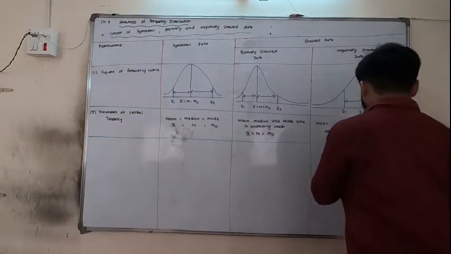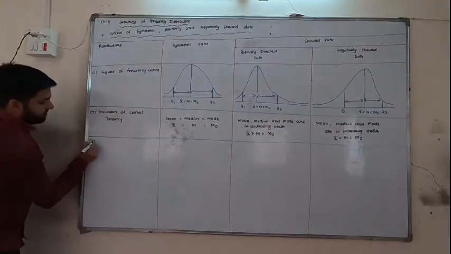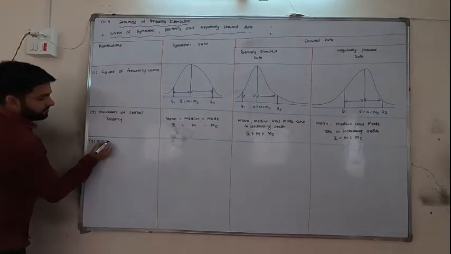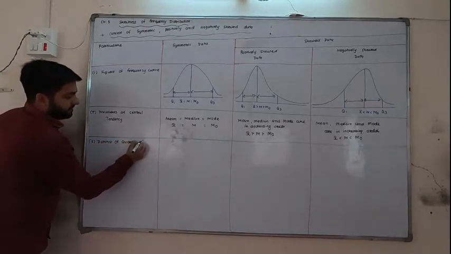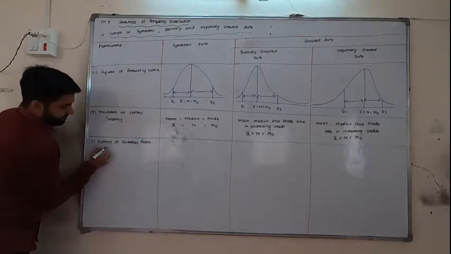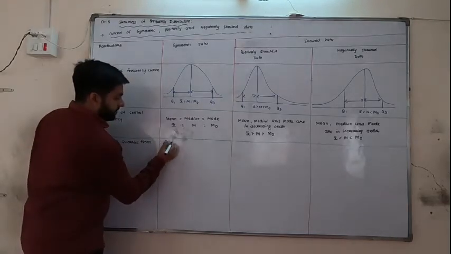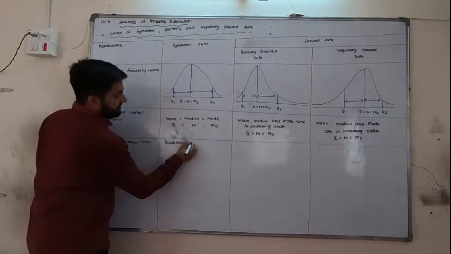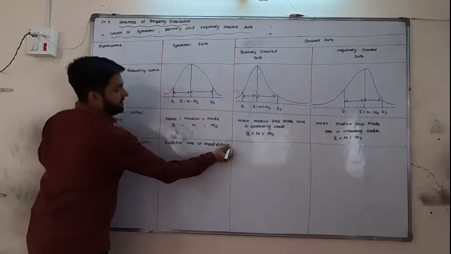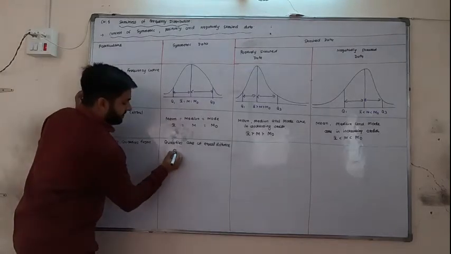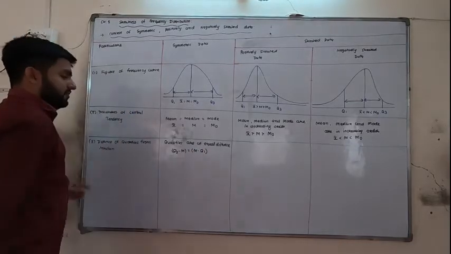After that, distance of quartiles from median. Here quartiles are at equal distance. Q3 minus m equals m minus Q1.